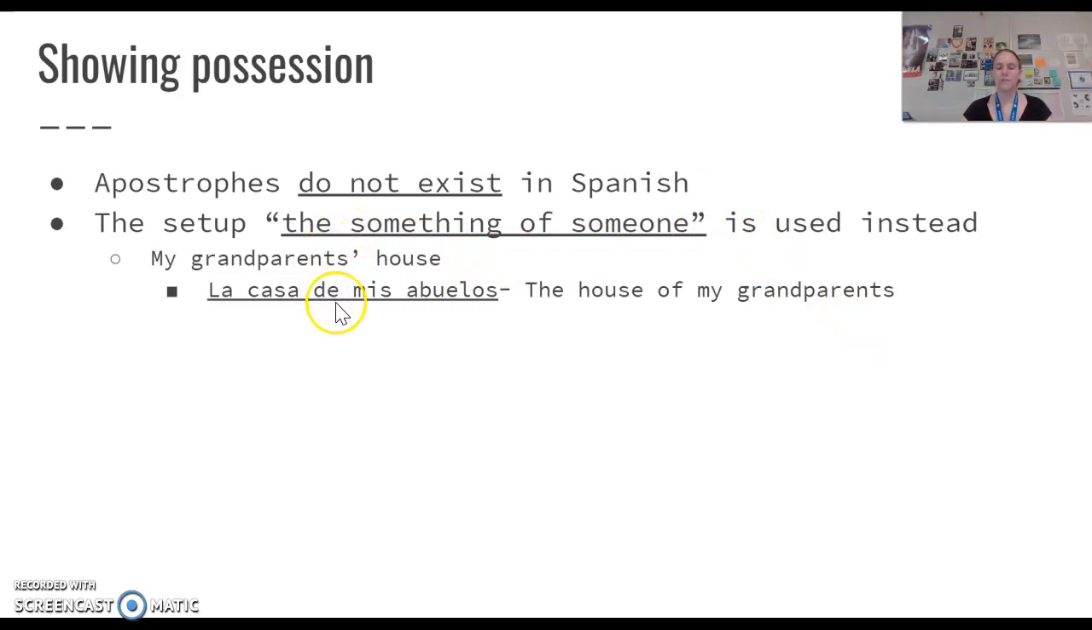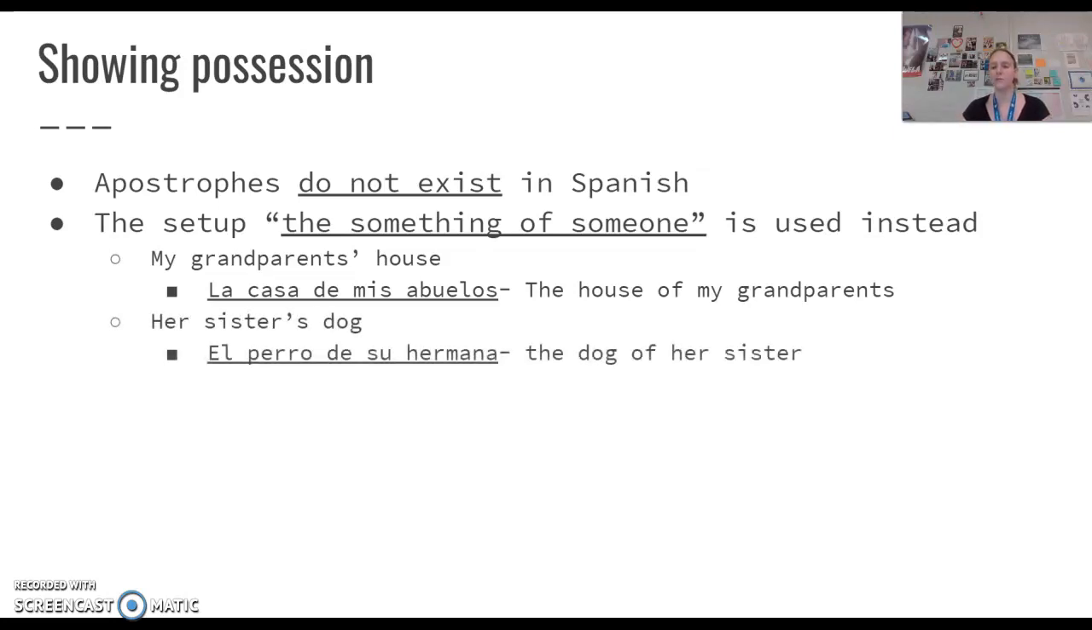Because de can either mean from or of. You can't say mis abuelos casa. And if you're like, oh, I'll just leave the apostrophe out and just put an S, don't do that either. It's not how Spanish works, okay? Another example, her sister's dog, you would have to say the dog of her sister, el perro de su hermana, okay? Or you can use what's called a possessive adjective, which is your, my, your, his, her, okay?